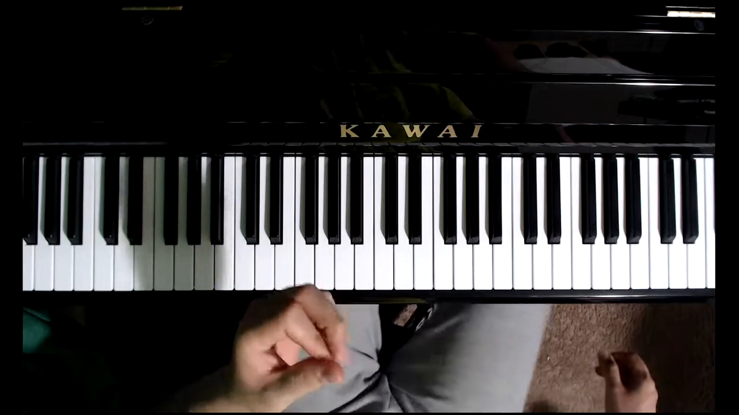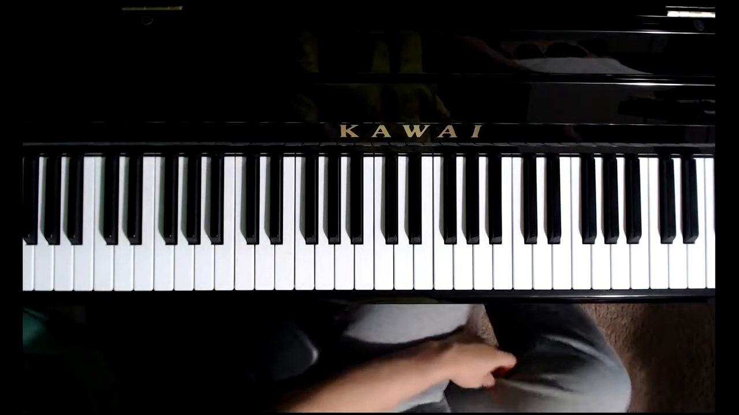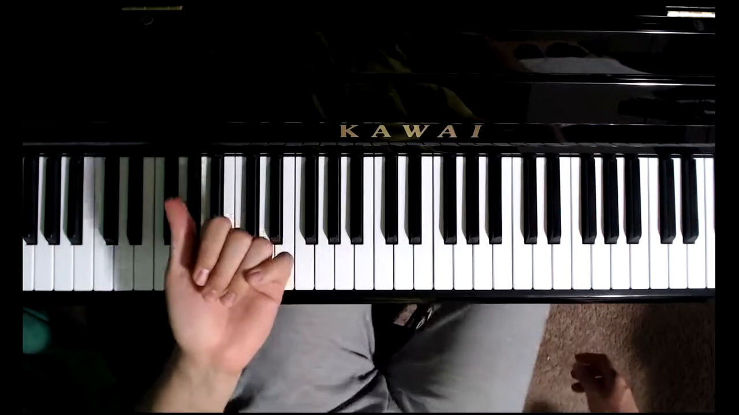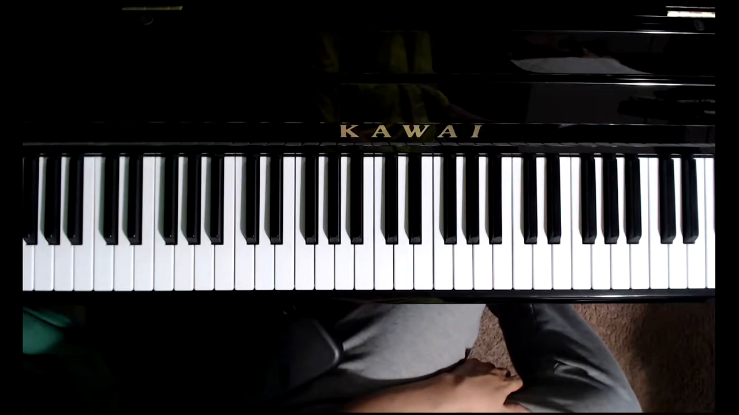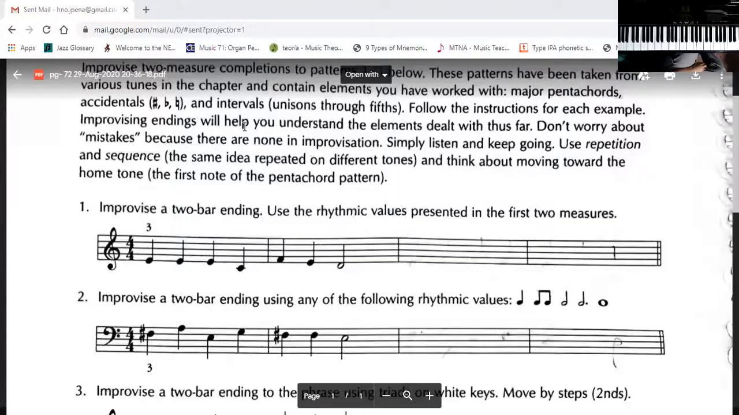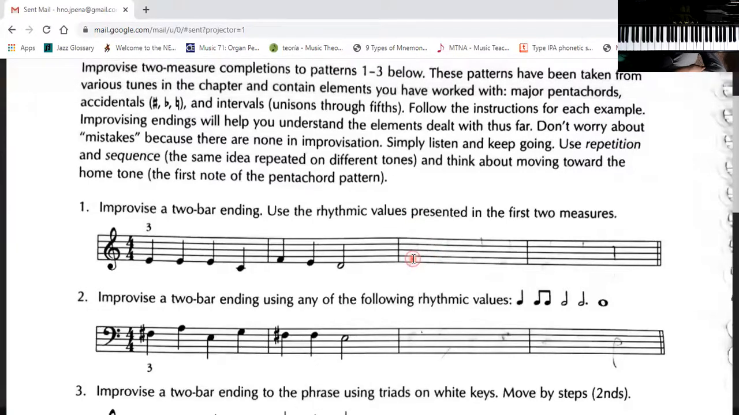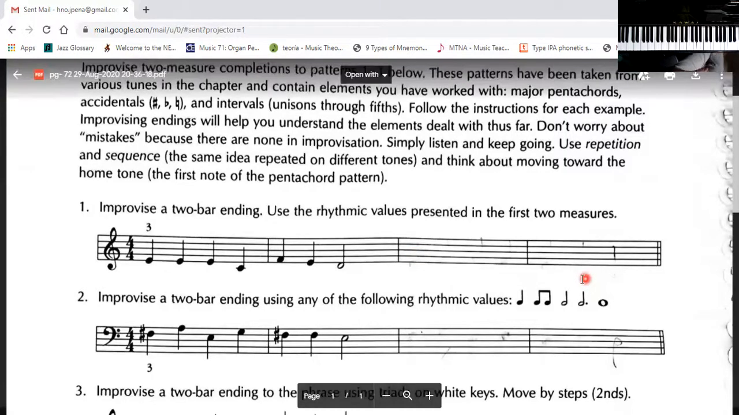Okay, so now that we've talked about sequence, remember, sequence means you repeat the same melody again, but you start on a different note, a second above usually, from the first given note on the first measure, which is going to be E. Or if you sequence up starting on F, if you want to sequence again, you would start a second above from that F, which would be G. And that's what we did.